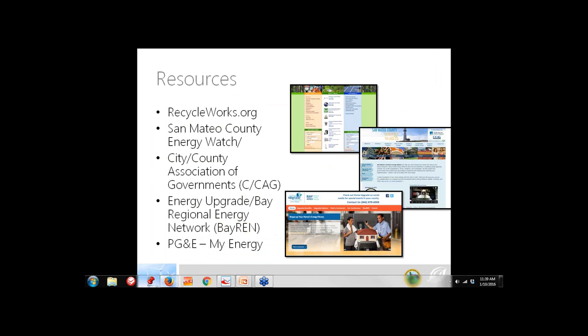Of course, PG&E, because they are compensated, as we mentioned earlier in the webinar, because of the decoupling, they're focused on energy efficiency as much as on their sales of natural gas and electricity. The PG&E My Energy site is a great place to find resources.